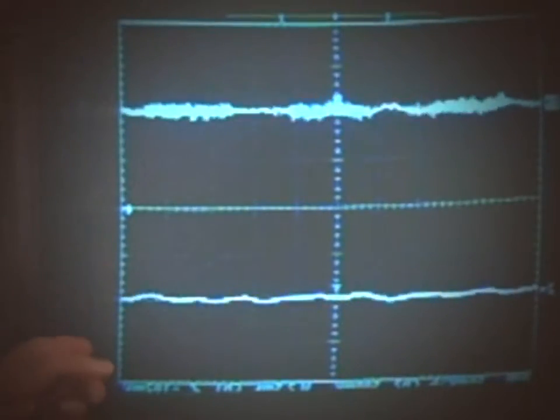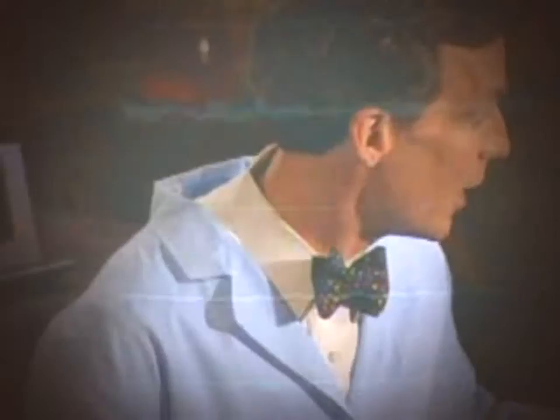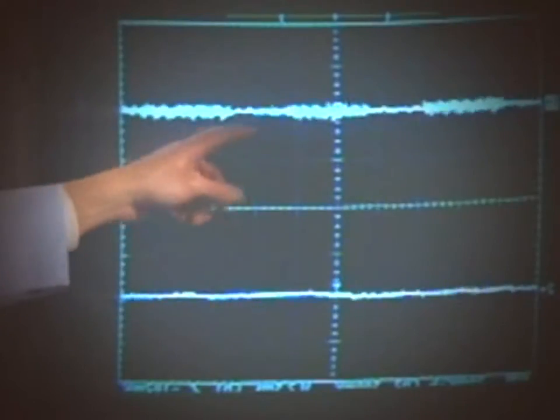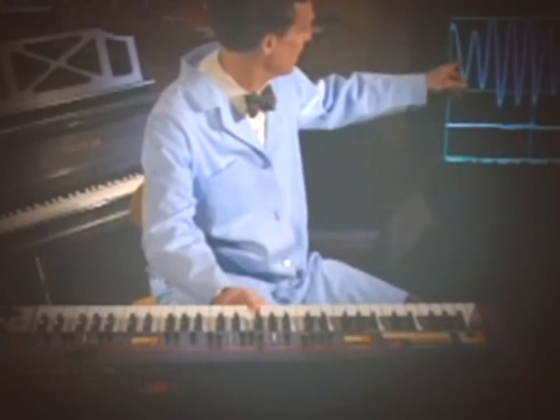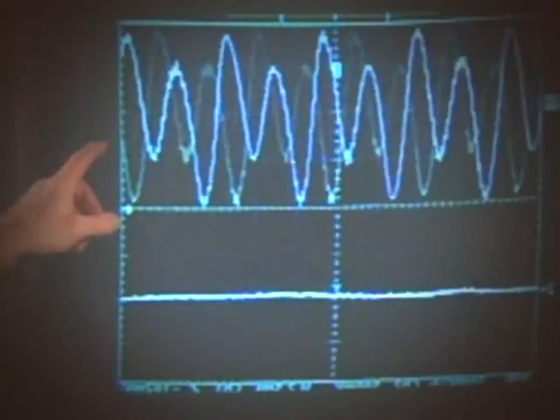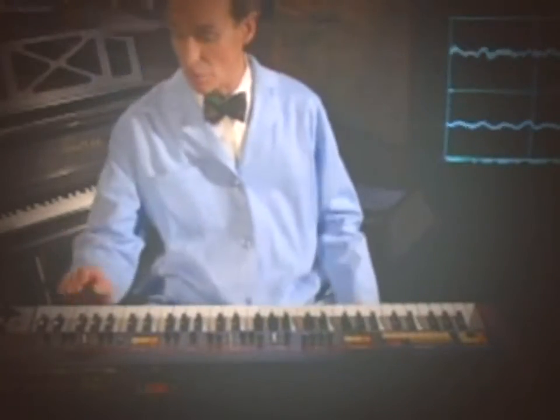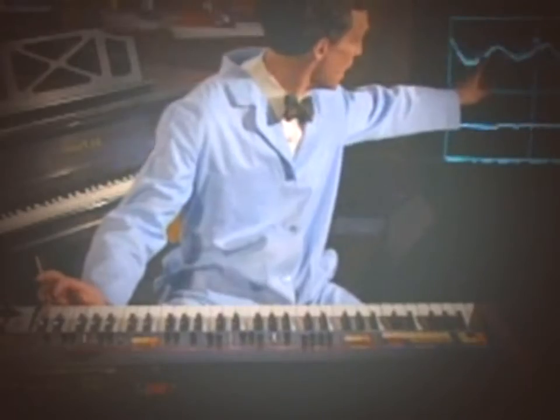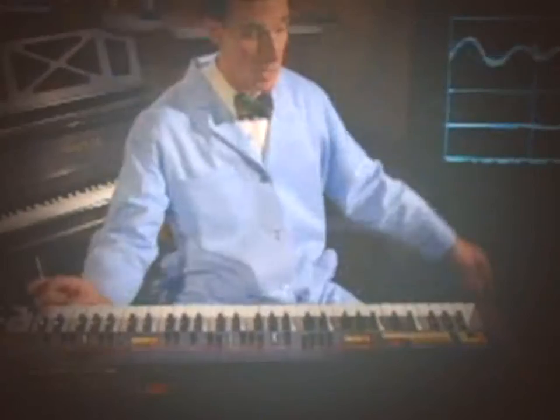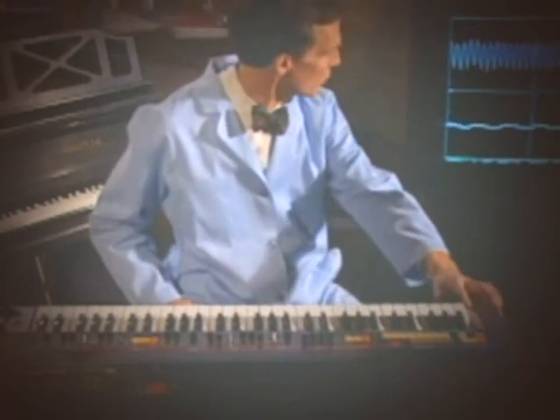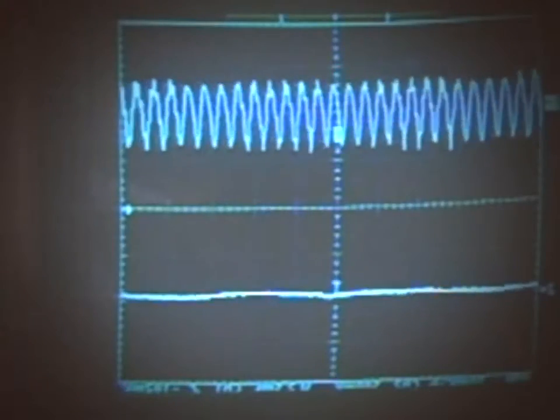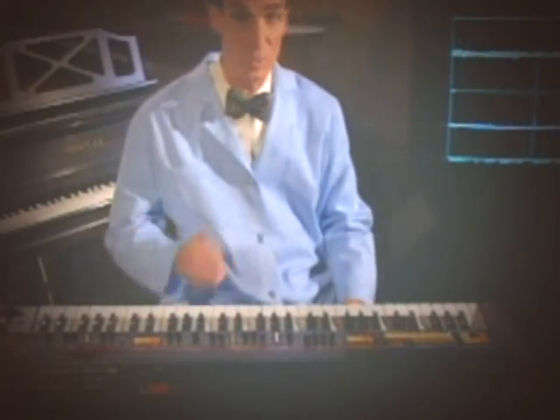This is the display of an oscilloscope. It's a device that's connected to a microphone that picks up sound waves in the air and shows them to us here on the screen. Now, when I hit a low note, we can see that the waves are pretty far apart. When I hit a high note, the waves look about the same, but they're much closer together. This is true on the electronic keyboard or on the piano.